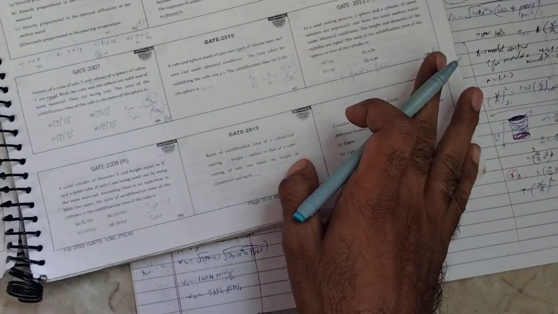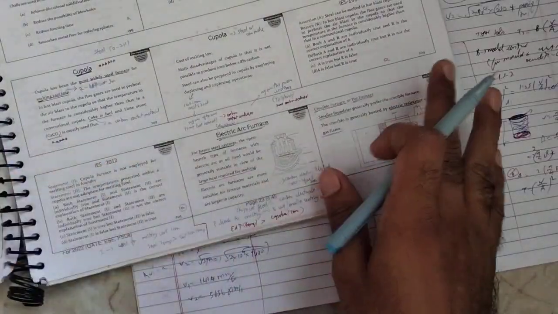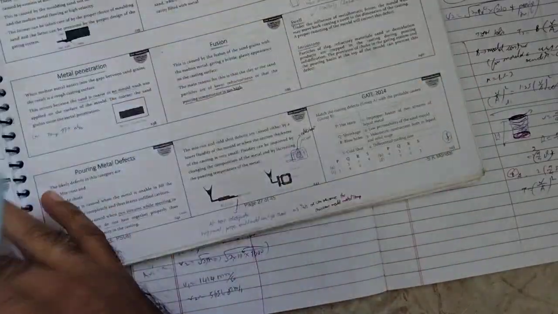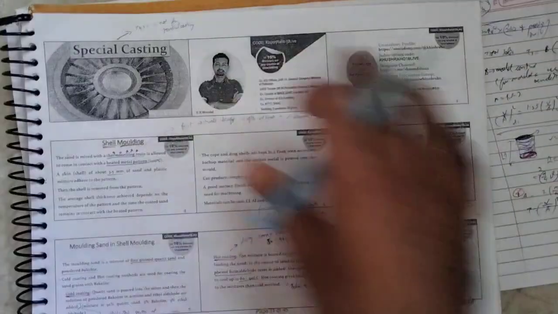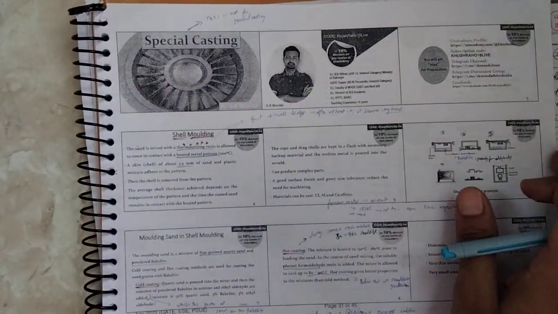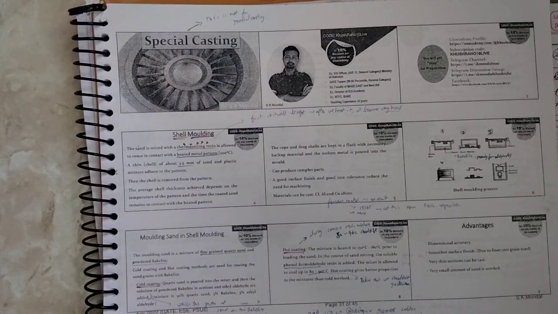Now instead of solving problems, we can go for other theoretical topics. By using some videos, I'll take each and everything. Okay, next one is this one. This kind of thing comes in the category of special casting. The first one is shell molding. I'll just show you a video so later on you can have a clear understanding. I'll share this from YouTube.